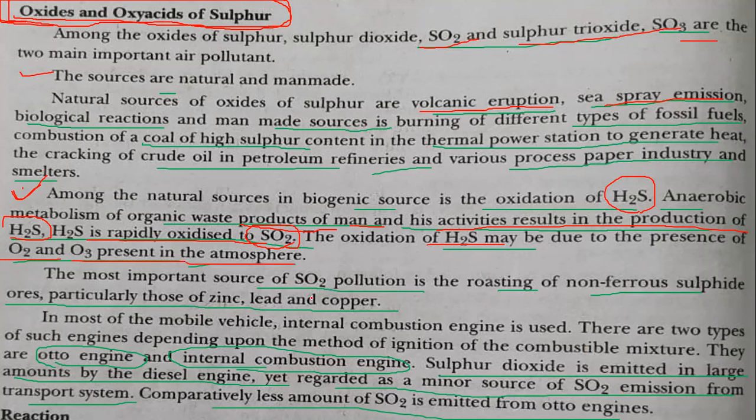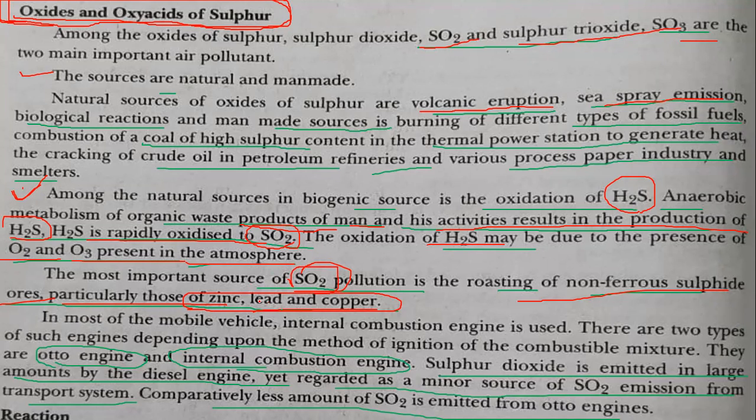The most important source of SO2 pollution is the roasting of non-ferrous sulfide ores, particularly those of zinc, lead and copper. Due to the roasting of these zinc, lead and copper ores, SO2 is liberated in large amounts at those places.